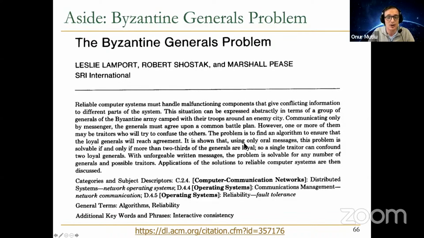It is shown that using only oral messages, this problem is solvable if and only if more than two-thirds of the generals are loyal. So a single traitor can confound two loyal generals. With unforgeable written messages, the problem is solvable for any number of generals and possible traitors. Applications of the solutions to reliable computer systems are then discussed. I find this a very beautiful paper. I'm not going to go into more details of Byzantine failures. A Byzantine failure is basically something that breaks the assumptions in this paper.